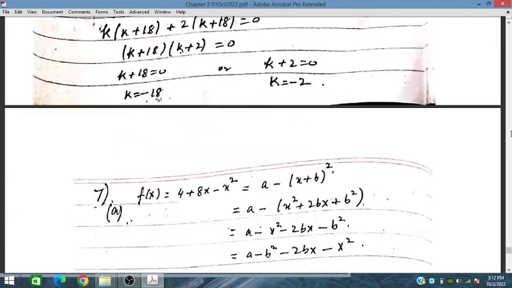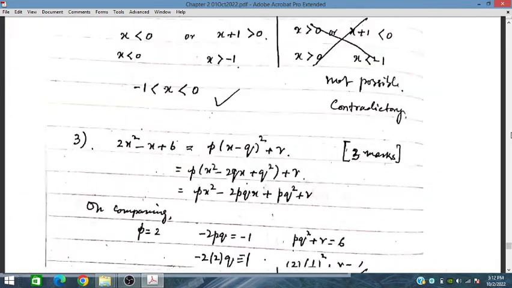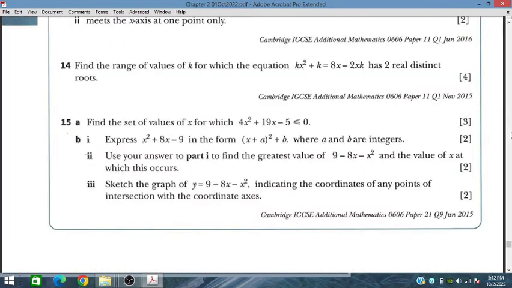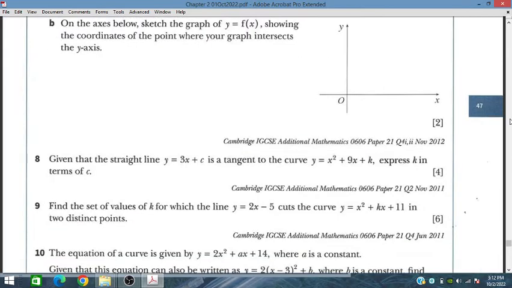And now question number 8. Given that the straight line is tangent to the curve y equals x squared plus 9x plus k, express k in terms of c. So we have to solve this simultaneously, and the tangent condition means the discriminant is equal to 0.